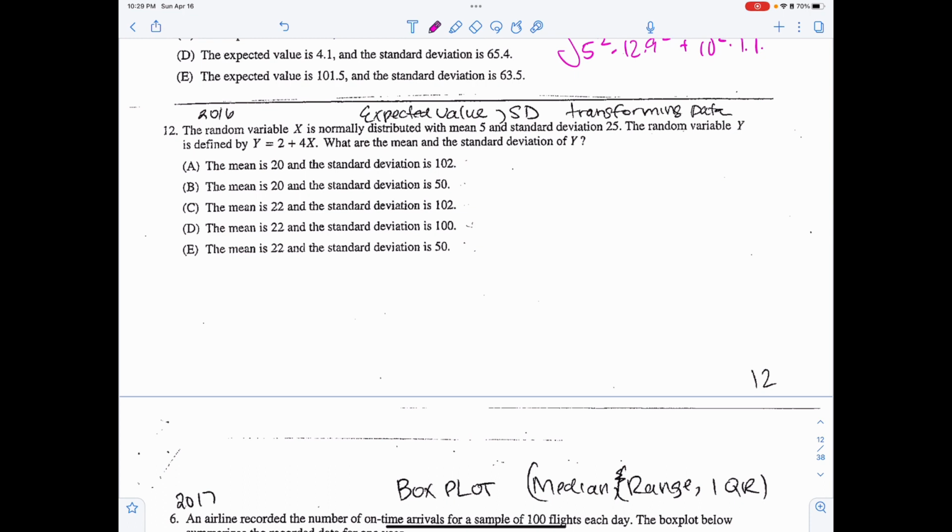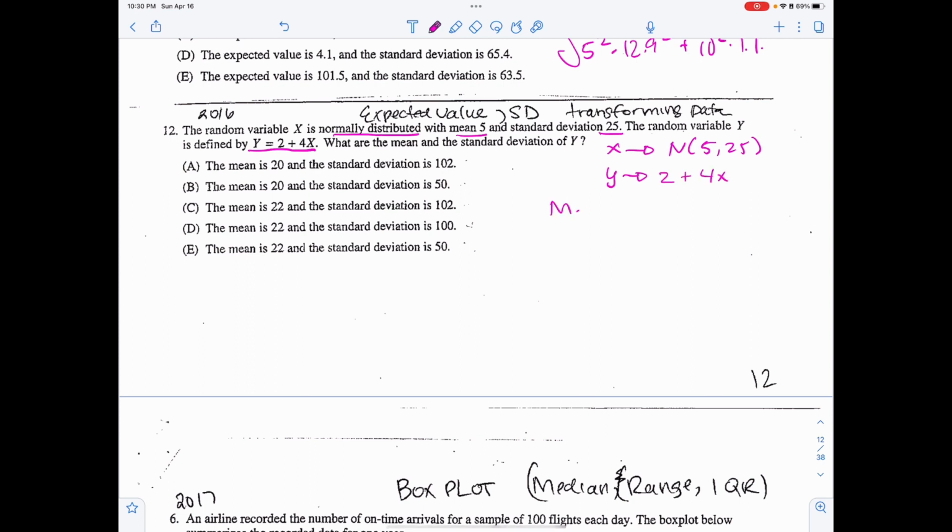A random variable is normally distributed with a mean of 5 and standard deviation of 25. And the random variable Y is defined as this here. What's the mean and standard deviation of Y? So this is X, right? Now Y, what have I done? I have multiplied by 4 and added 2.